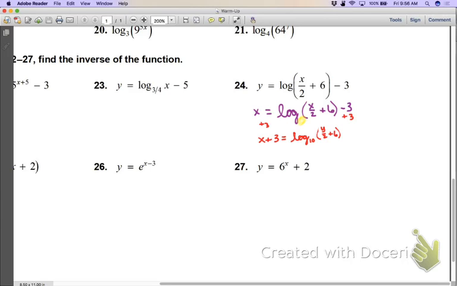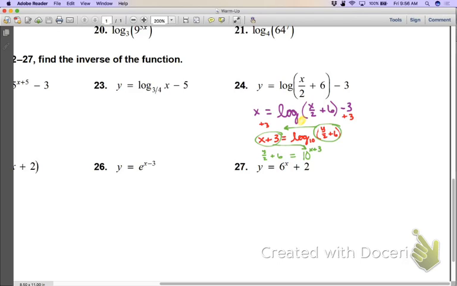So now I need to turn this into an exponential. So I have the log by itself, so the 10 is not going to change places, it's going to stay on the right side. The x plus 3 is going to come over, and it's going to be my power. The y over 2 plus 6 is going to be on the left side then. So y over 2 plus 6.